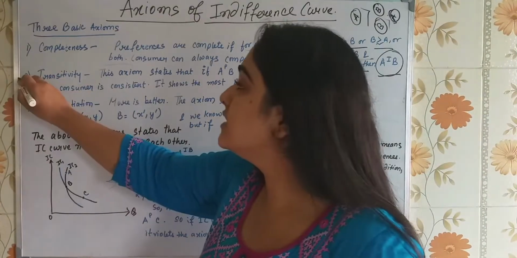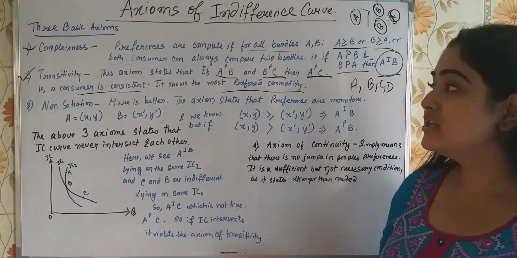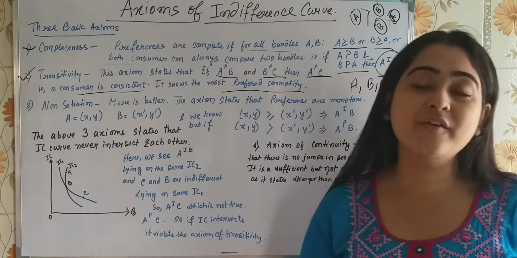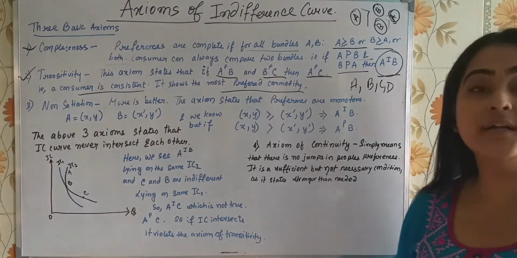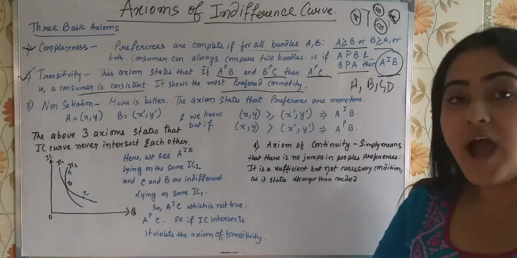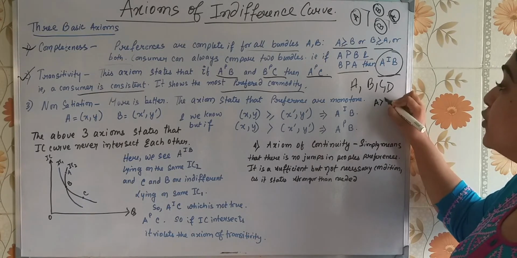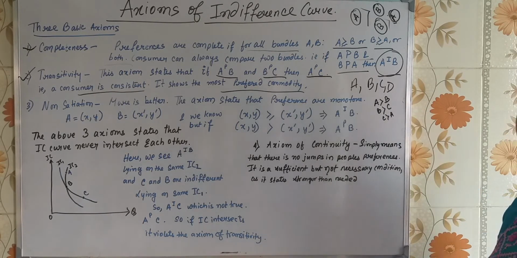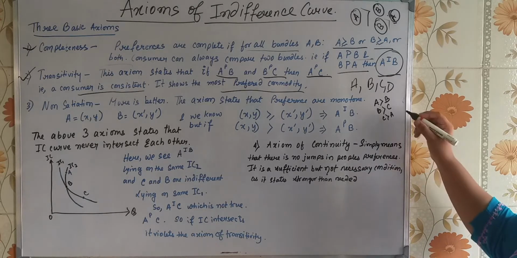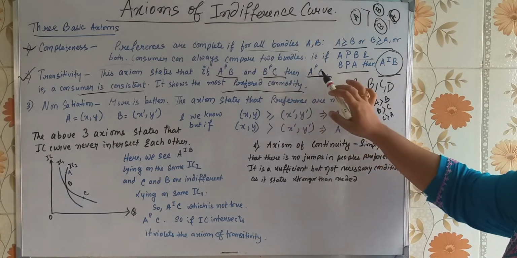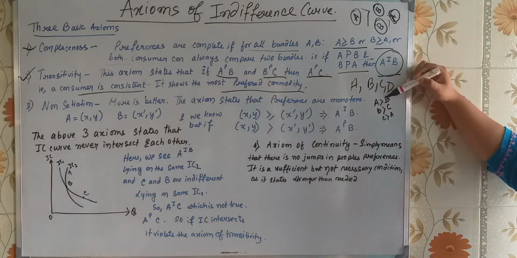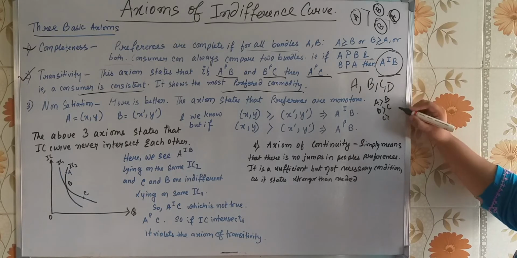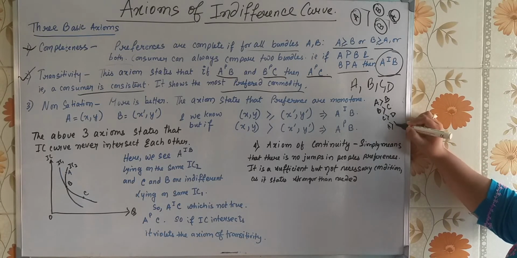Next we have transitivity. What does the term transitivity imply? This axiom states that if A is preferred to B and B is preferred to C, then A will be preferred to C. Suppose we have four bundles, A, B, C and D. If I prefer A to B, B to C, and C to D, then A will be preferred to D.